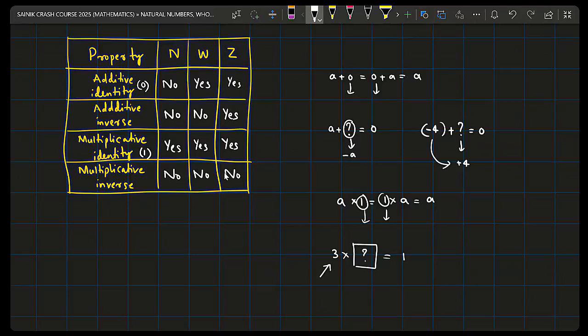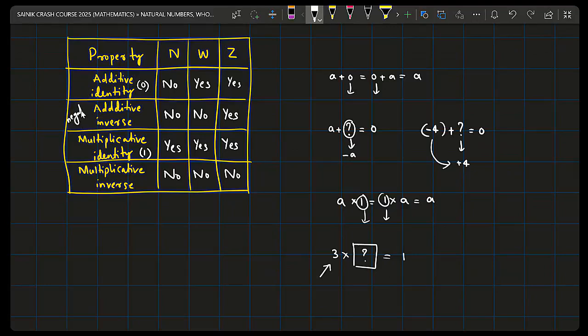But in further classes we are going to learn rational numbers, denoted by the letter Q. There this property is going to be yes. But in your syllabus rational numbers is not there, but you can just remember up to integers no set is satisfying multiplicative inverse.